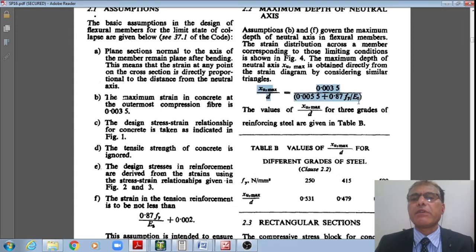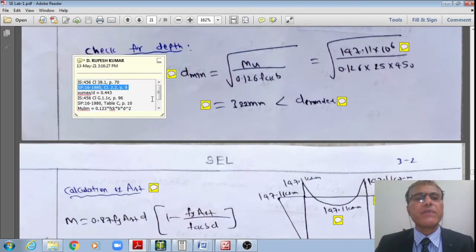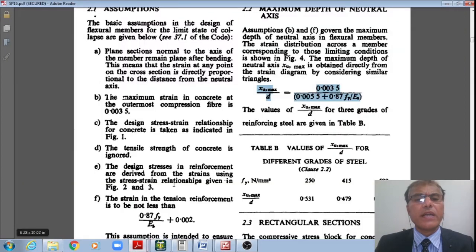However, XU max by D is given by this formula: 0.0035 divided by 0.0055 plus 0.87 fy divided by ES, where ES is the Young's modulus of the steel. Therefore, substituting, for this 550 grade steel I get XU max by D as 0.443. Once I get this XU max by D, student, then I'll move to IS 456 annex G, within that G 1.1 C, page number 96. Let me go to that page at a quicker pace.